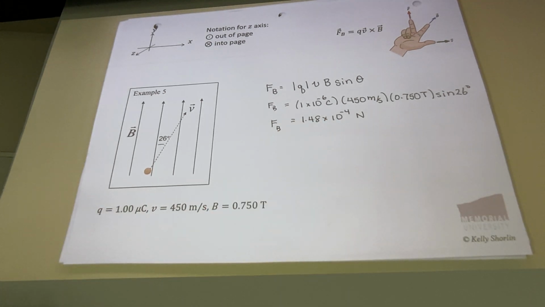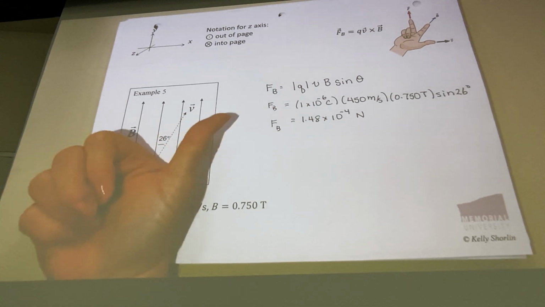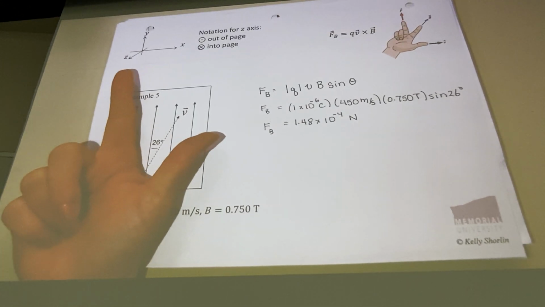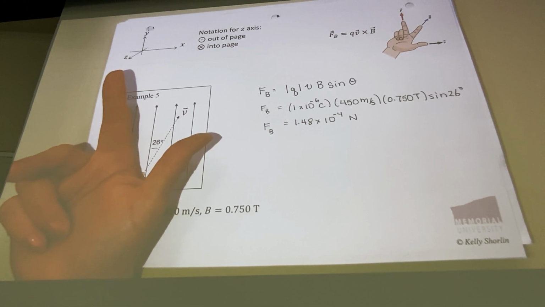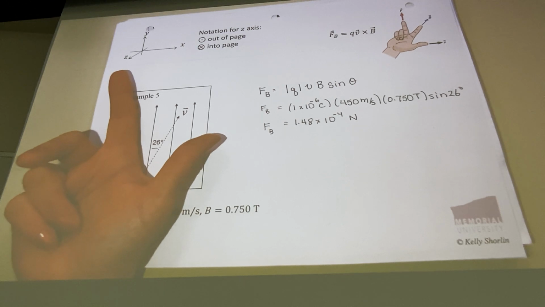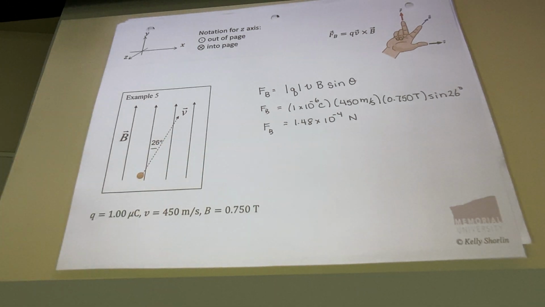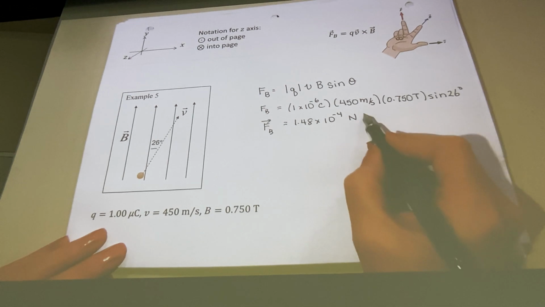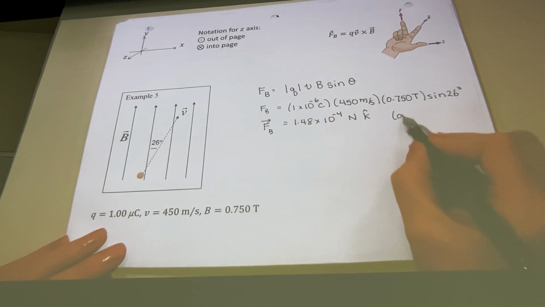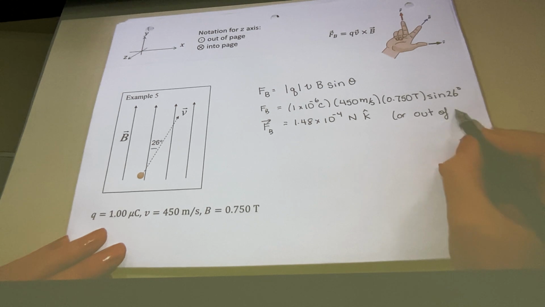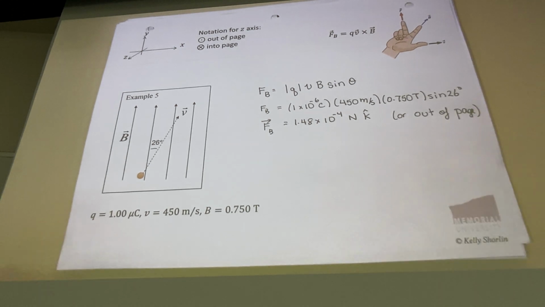Then to find the direction, we'll put our thumb in the direction of V, our index finger in the direction of B, and then we ask, what does our middle finger do? It points straight out of the page. That's the K direction, or you could write out of the page. Either is fine. So our magnetic force as a vector has a direction of K for out of page. Okay, questions here? No, so far so good.